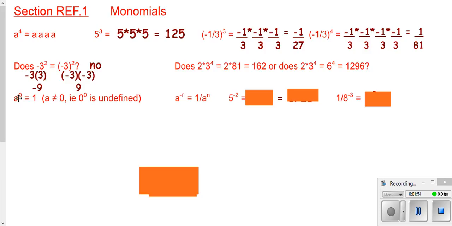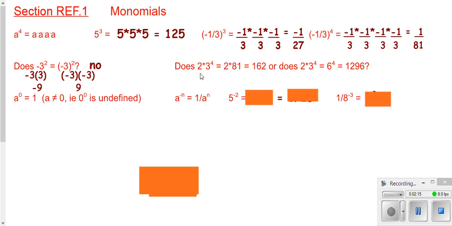Also, anything to the 0 power is going to be 1, with the exception of 0 to the 0, which is undefined or indeterminate, and that's something that you'll end up dealing with in calculus. But for the most part, just remember anything to the 0 power in your class will end up being 1.